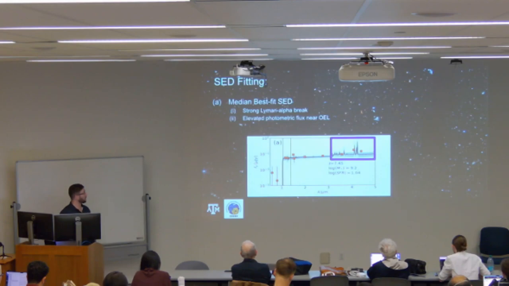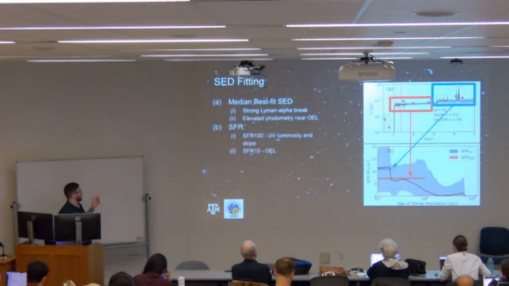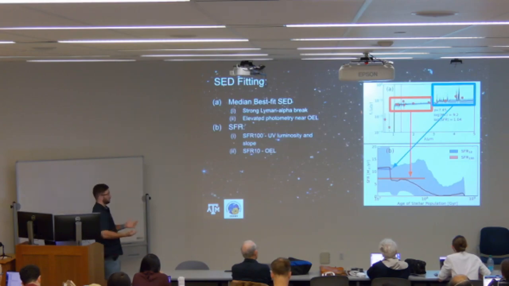But the biggest feature that we started to notice in many of the higher redshift CEERS galaxies is this elevated flux where we would expect to find optical emission lines. And essentially what that does is it allows us to measure star formation on some slightly different timescales. What we can do is use the UV luminosity and the UV slope to constrain star formation on roughly 100 megayear timescales. So that's just the integral of the star formation history over 100 megayears.